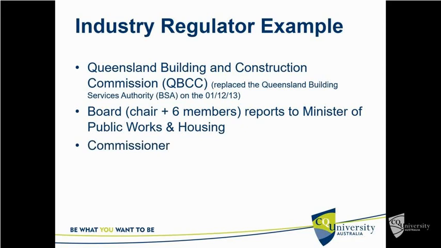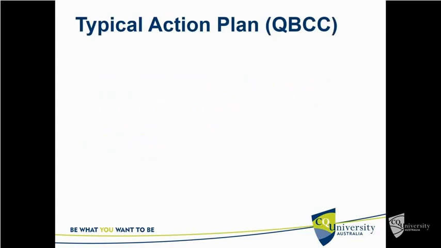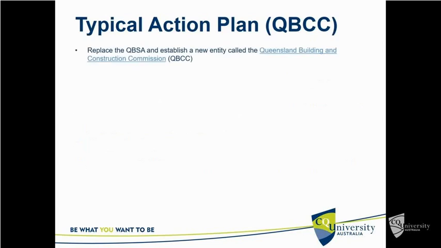He has quite strong powers. And they operate within a mandate. When they were set up, they were given a 10-point action plan that they were to achieve, and several of those points are very pertinent to us. Obviously, the first one was to replace the Queensland BSA and establish a new entity called the Queensland Building and Construction Commission. Well, we can all agree they've managed to do that.